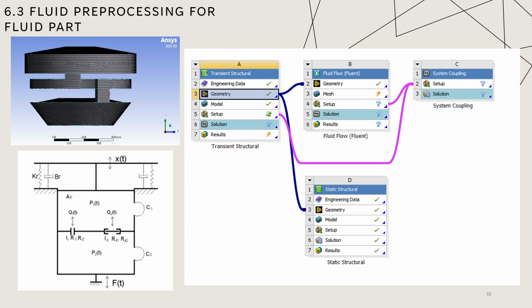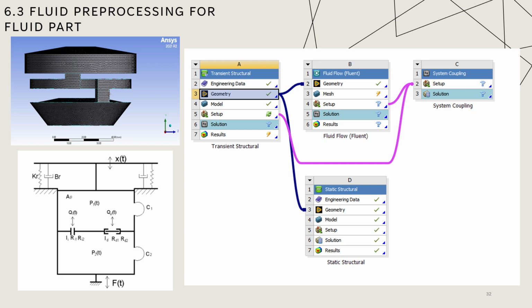And for the fluid pre-processing part, this is the fluid part inside the hydraulic engine mount. On top, you're going to see the fluid part in the upper chamber. There's a link between the upper chamber and the inertia track, and from the inertia track, a link to the lower chamber. That is how the fluid flows in the hydraulic engine mount.